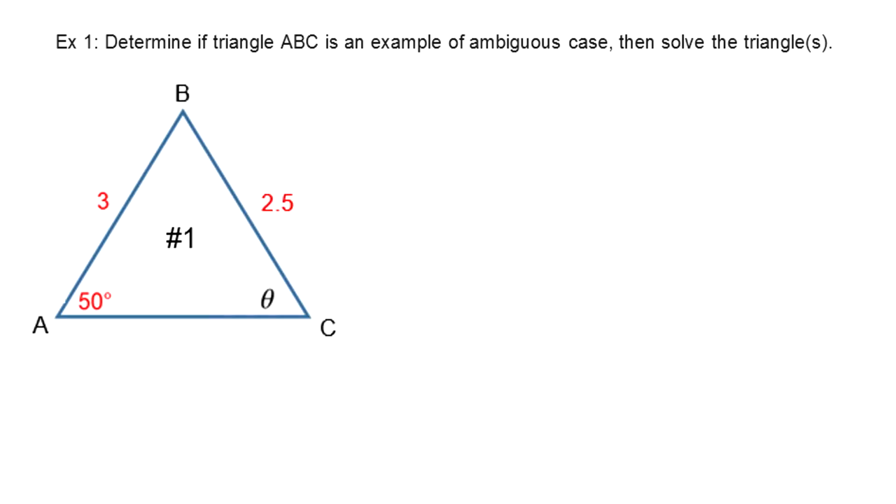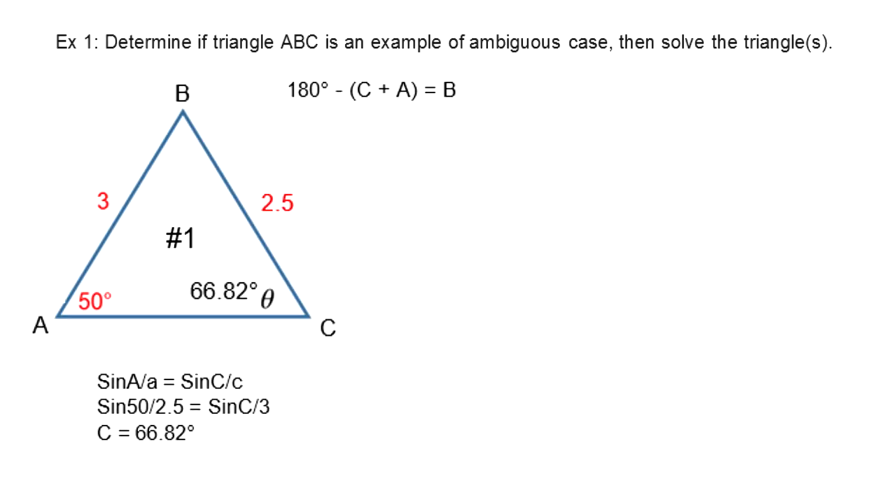We can start by using sine law to get an angle of 66.82 degrees for angle C. Since we know the interior angles of a triangle always equal 180 degrees, we can now solve for angle B by subtracting 66.82 and 50 from 180 to get 63.18 degrees. Using sine law, we can figure out side b to be 2.91 and finish triangle number 1.